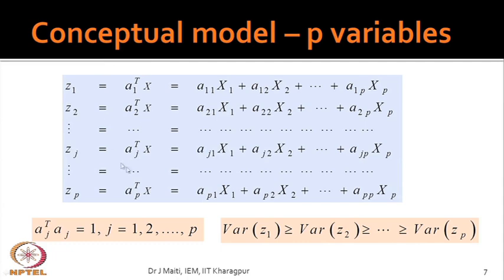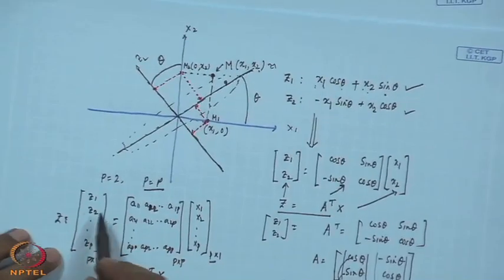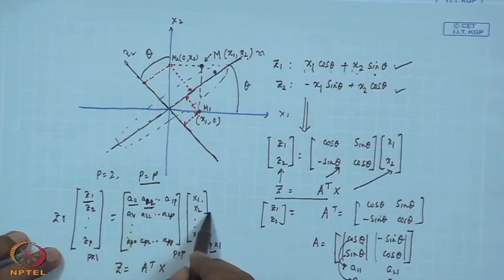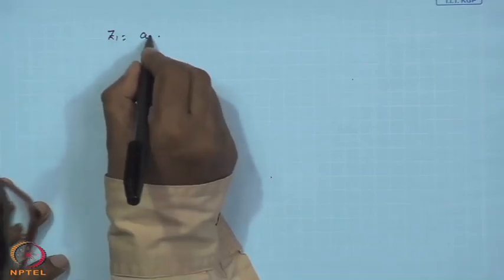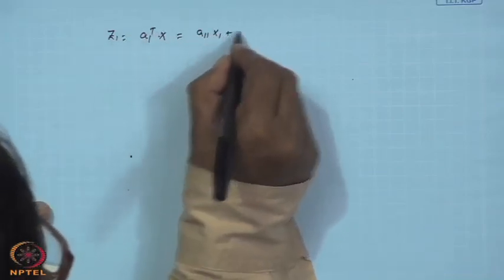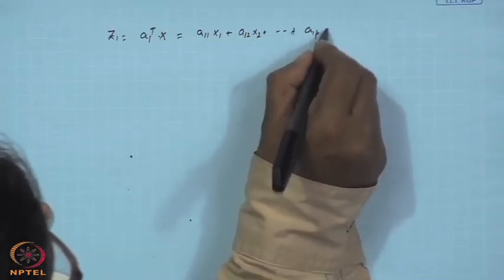Now I will show you one slide here. You see that there are p variables for x, and you can extract p principal components z1, z2 to zp, and the equations will be like this. If you see our earlier development, I told you z1 equal to a11 x1 plus a12 x2 plus a13 x3. So like this you will get z1 equal to a1 transpose x, which is a11 x1, a12 x2, and so on up to a1p xp.